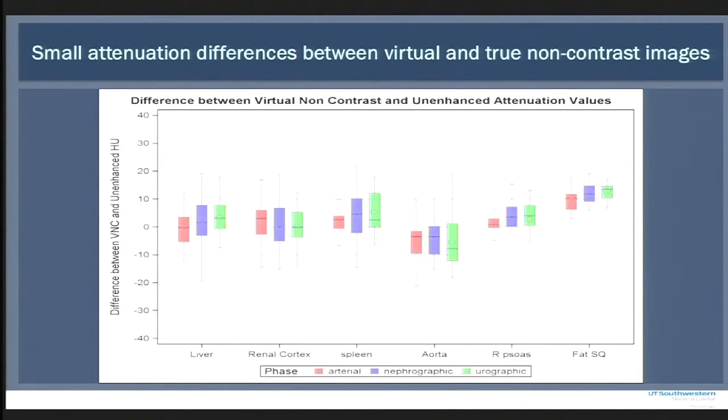On this axis is the difference between virtual non-contrast images and unenhanced images, and these are the different sites in the body. For each phase, arterial is in red, nephrographic or venous is in blue, and urographic is in green. A majority of these tissues are within 10 Hounsfield units and close to no difference. However, subcutaneous fat is overestimated on the virtual non-contrast images by approximately 10 Hounsfield units.